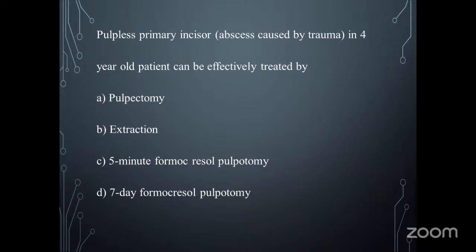The question: a pulpless primary incisor with abscess caused by trauma in a 4-year-old patient can be effectively treated by? We know that till now we have studied pulpotomy, pulpectomy, apexification, pulp capping, etc. In all those cases, the pulp and periodontal area should be perfect, without any abscess. So in this case we cannot do pulpotomy. The answer is pulpectomy. Pulpectomy means the entire pulp has to be removed. It is similar to root canal.